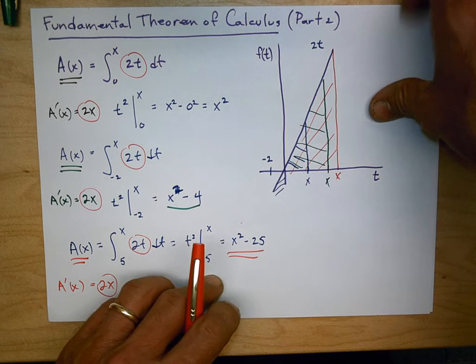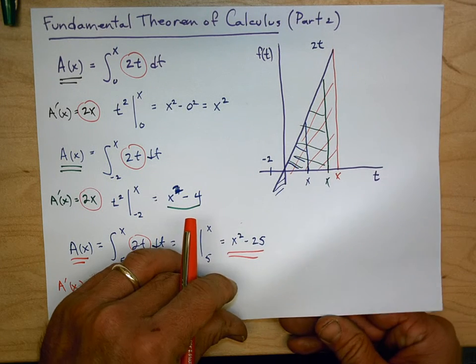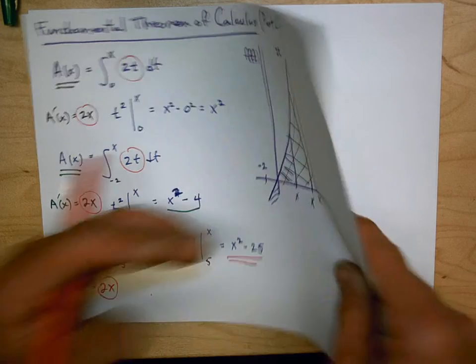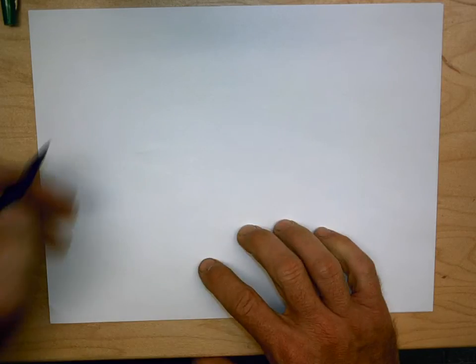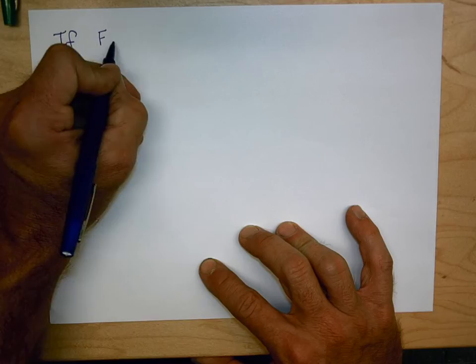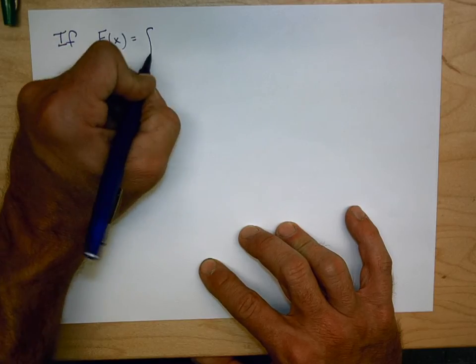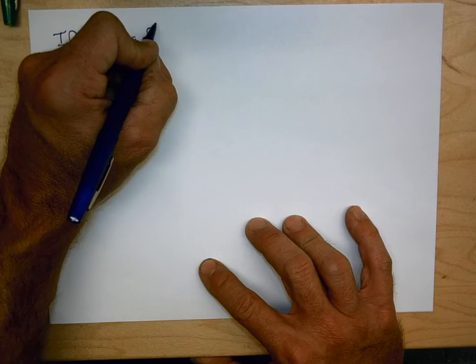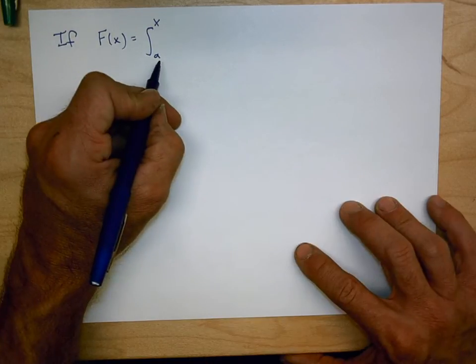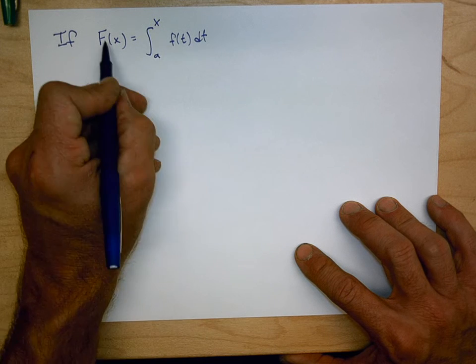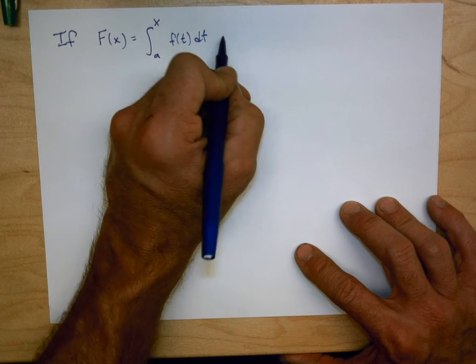So let me go to the next page and define that. If we define big F as the integral from a to x, right? So our lower limit doesn't matter, and we'd have f of t dt. And we've already seen how this big F depends on x.